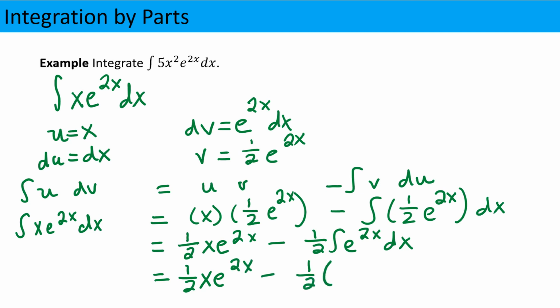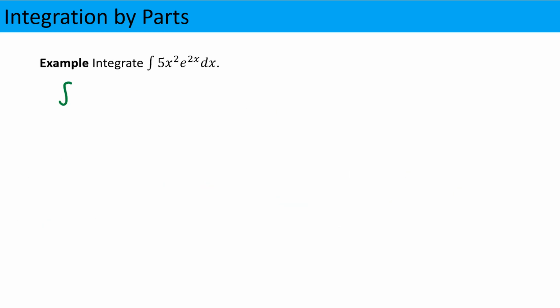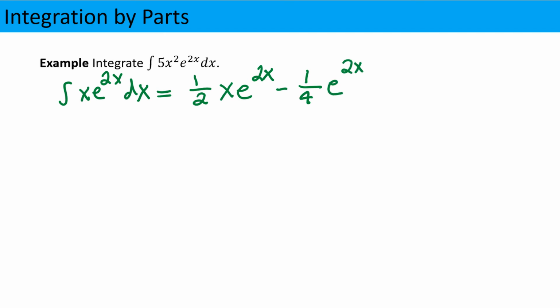minus 1/2, and where e to the 2x dx was, we'll put the integral in, which was 1/2 e to the 2x, don't forget the plus c, and so when we simplify this, that will give that the integral of x e to the 2x dx is equal to 1/2 times x e to the 2x minus the 1/2 times 1/2, which is 1/4 e to the 2x plus c.